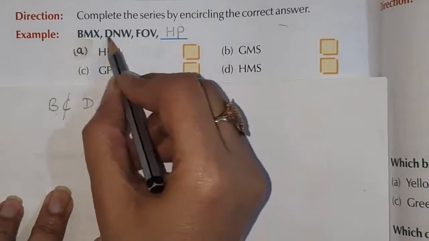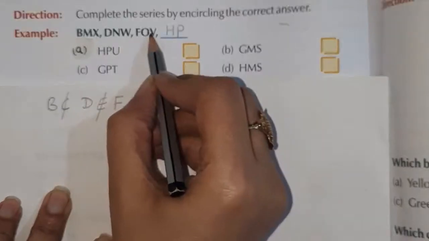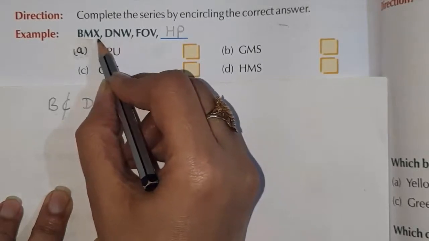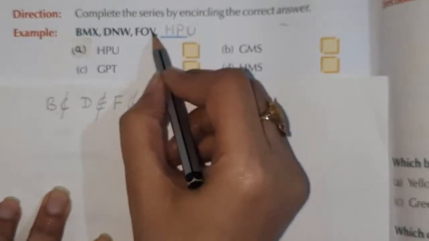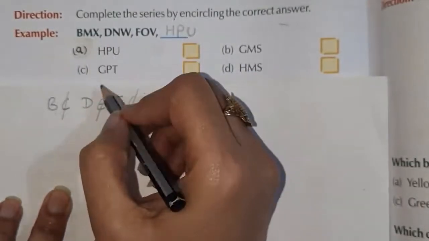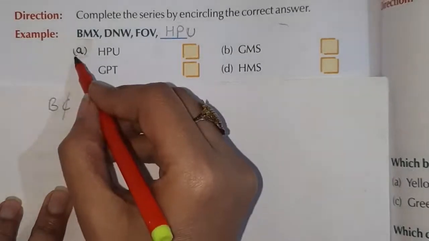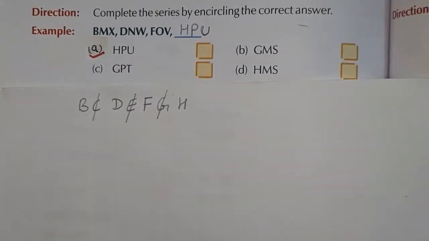Check the next. X, W, V, V, W, X. So here it should be U, U, V, W, X. So what is our answer? Which one? Option A. Got it? In this way, you have to recognize and find the correct option.